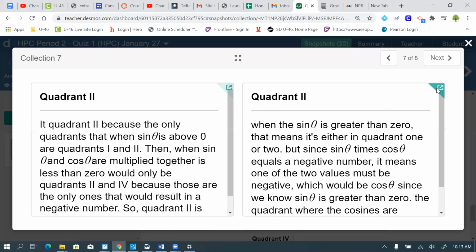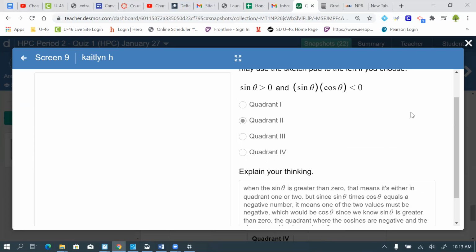Hoffman gave a great answer, I'm sure, but we're going to do Caitlin's explanation here. What quadrant am I in? Sine is greater than 0. That means it's either in 1 or 2, because sine is y. It's either in 1 or 2.